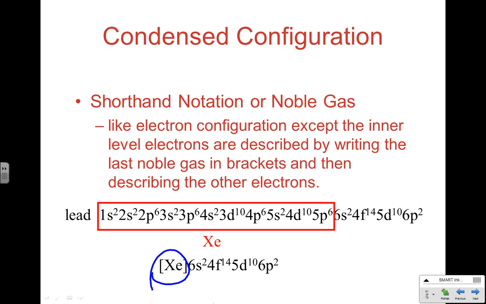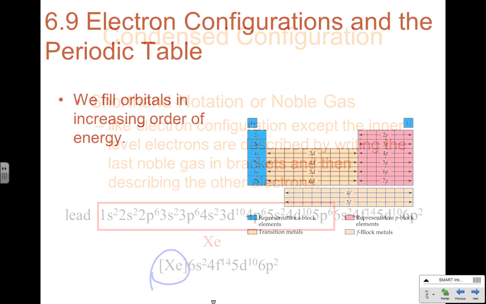So if we're at xenon, looking at your periodic table, xenon is atomic number 54. So saying xenon in brackets describes those 54 electrons, and we just need to describe electrons 55 through 82 to describe lead then. And that's 6s2, 4f14, 5d10, 6p2. A much easier way of writing electron configurations. So we have orbital diagrams, electron configurations, and noble gas configurations.